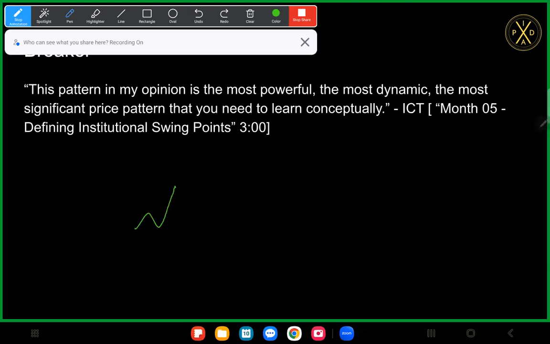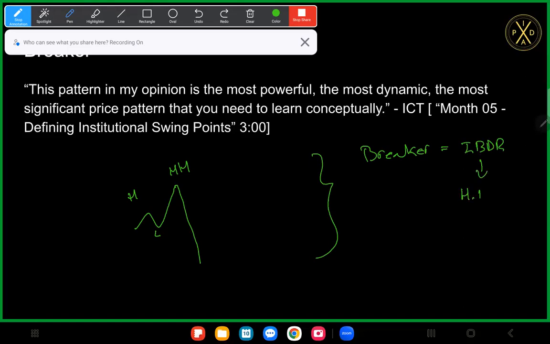So we understand that a breaker has a high, a higher high, and then we trade past that low. So we already took a look at this formation in the past couple of slides, and we understand that all this is just a dealing range, right? It's just an interbank dealing range, right? So a breaker is an interbank dealing range, and we understand that an interbank dealing range is a high probability pricing sequence.